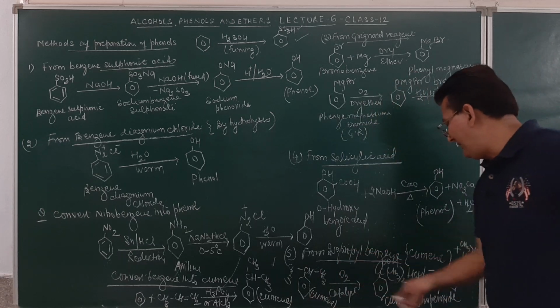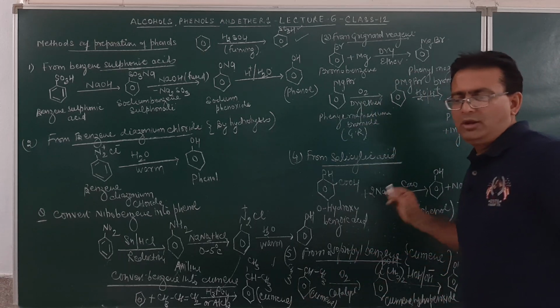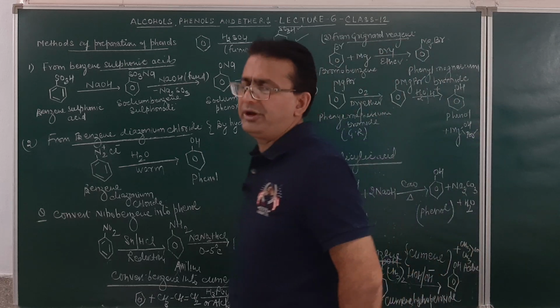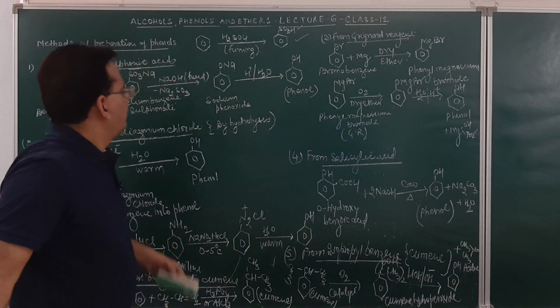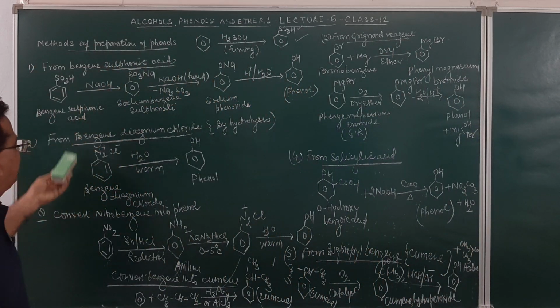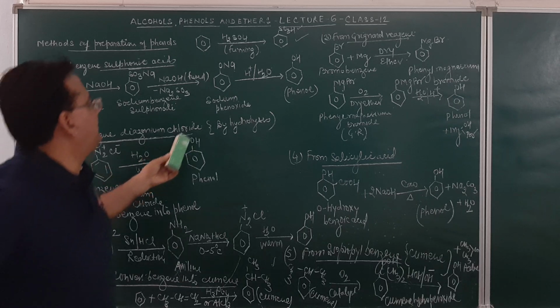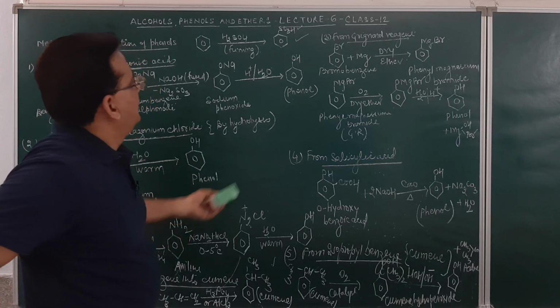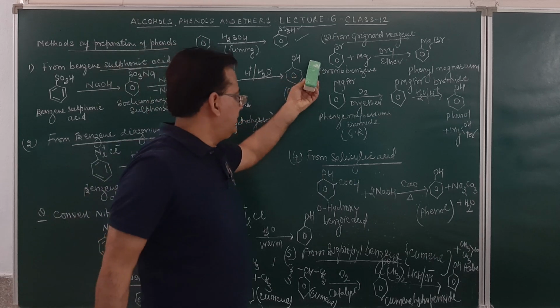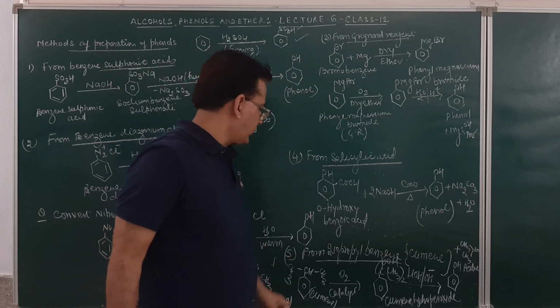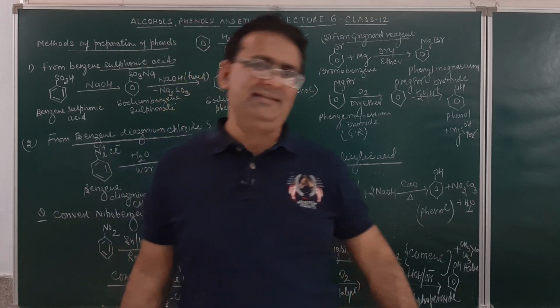So convert benzene into isopropyl benzene, this. Convert isopropyl benzene into phenol, this reaction. So student, these are some of the general methods of preparation of phenol. First is from benzene sulfonic acid, then from benzene diazonium salt, third is from the Grignard reagent, fourth from salicylic acid, and fifth one from isopropyl benzene.